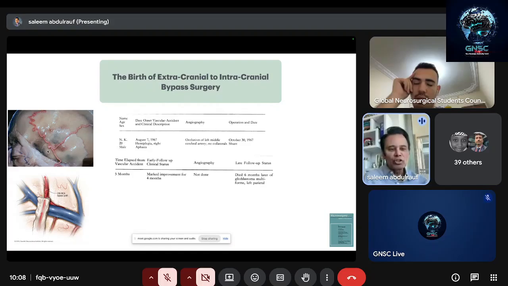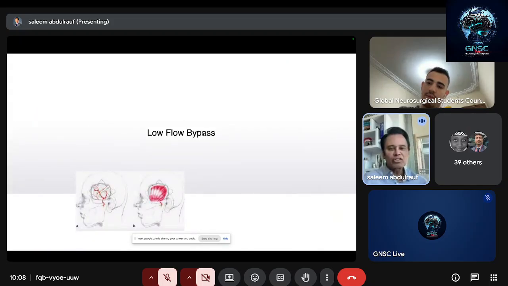While I'm talking to you, you need to start thinking, is this the operation we need to do for this patient? I want to talk to you, see what you think, okay? So this is bringing the STA and supplying and attaching it to the brain. What he's talking about is what we call low flow bypass surgery, where you take the superficial temporal artery, attach it to the brain surface, to the MCA to bring in blood flow to the brain, okay?